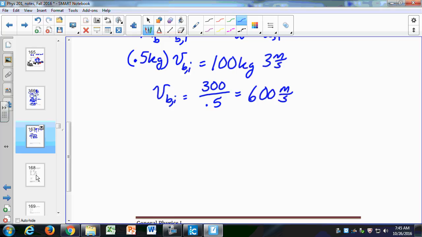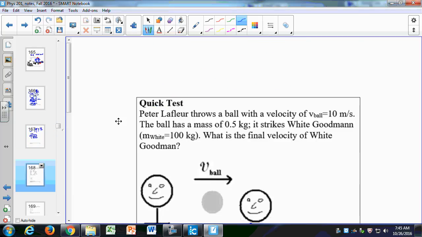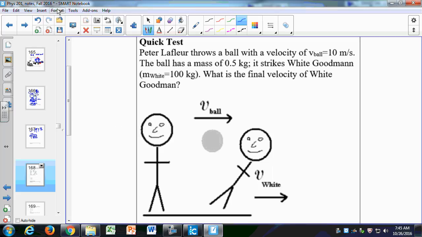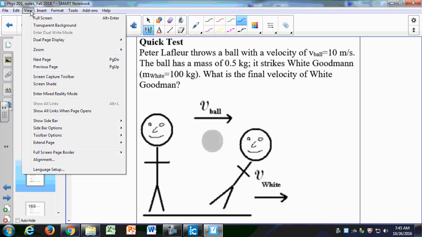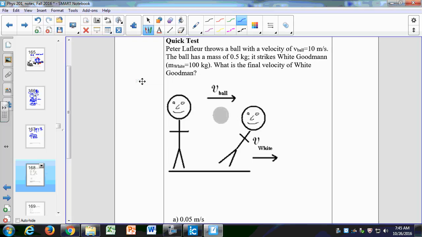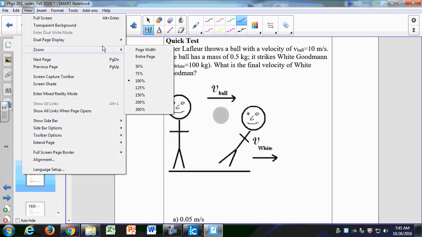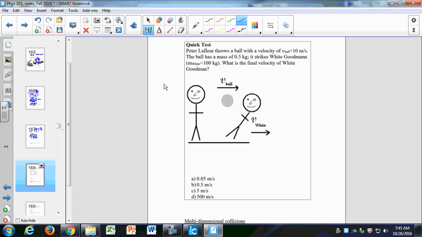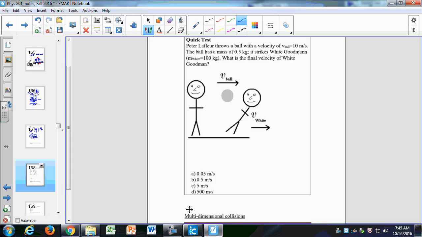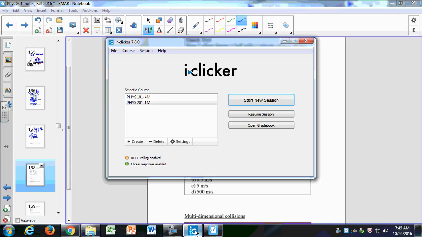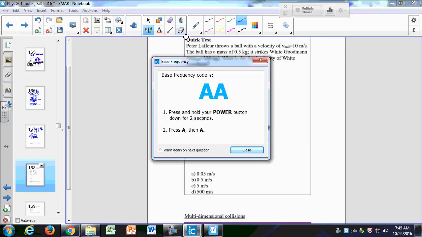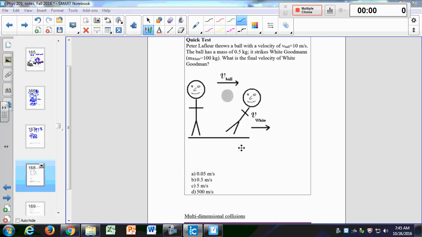Let's try a clicker question. It's the same question, just with different numbers. So y'all try this, and then we'll move on to 2D collisions. Here I want to know the final velocity of White-Goodman with more typical velocities, 10 meters per second for the ball. What is the final velocity of White-Goodman?